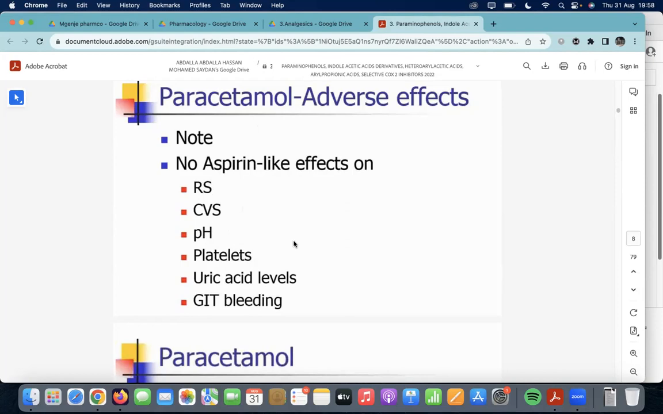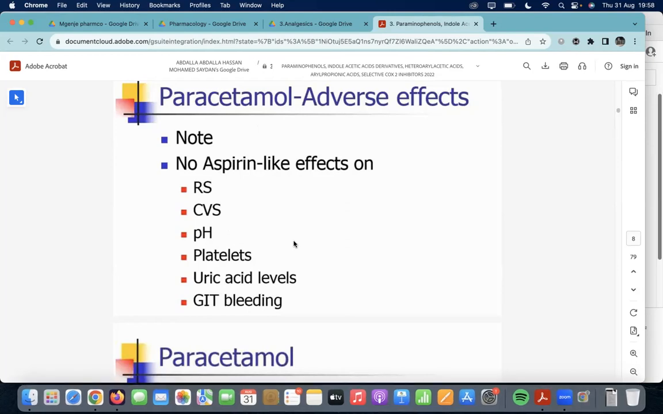I don't remember. I don't know if NSAIDs promote platelet aggregation. Just check. Someone can correct me if I'm wrong, by the way. Anyone can correct me if I'm wrong.